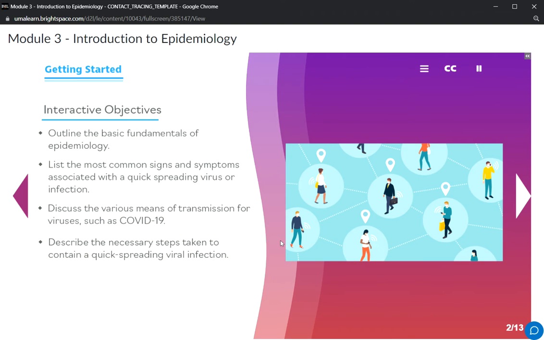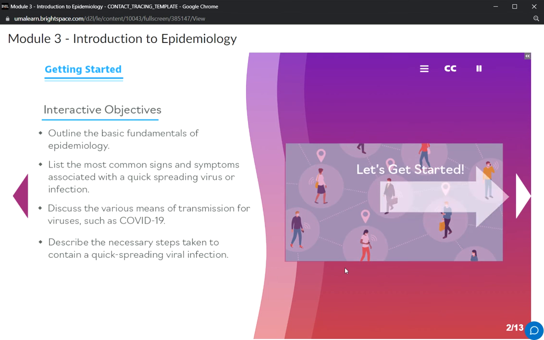By the end of this module, you'll have an understanding of how contact tracing can be used to help curb the spread of infection. If you need to exit in the middle of the module, you can come back and resume where you left off. However, you won't receive credit until you finish the entire module and click the Submit button on the last slide.